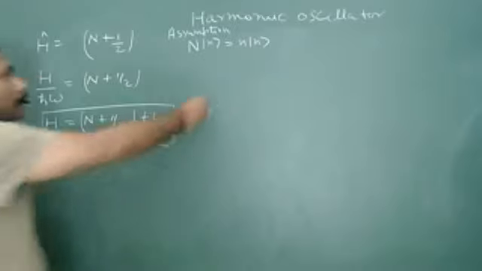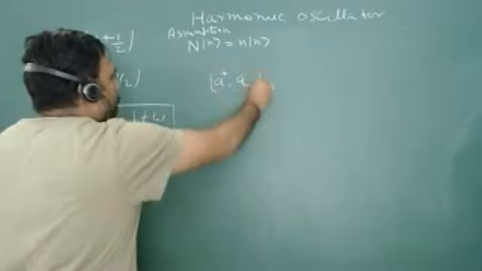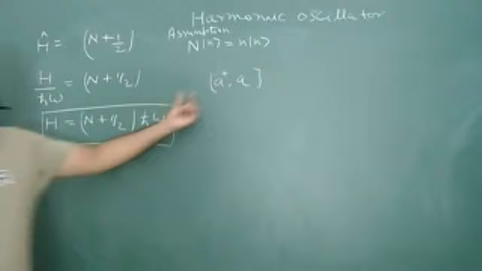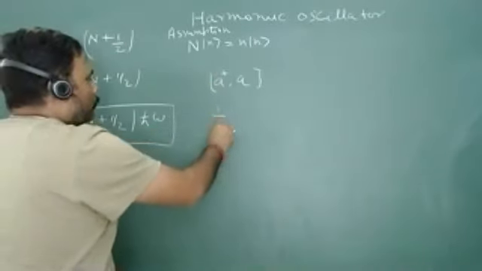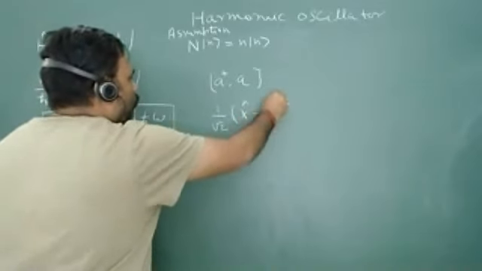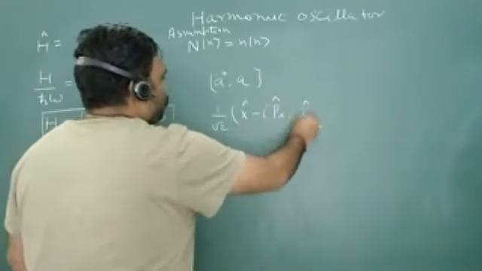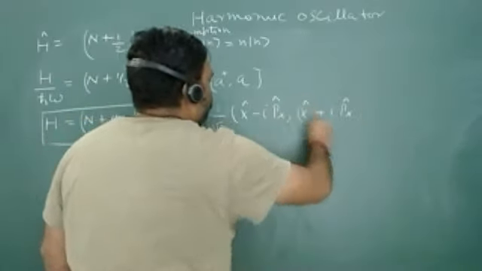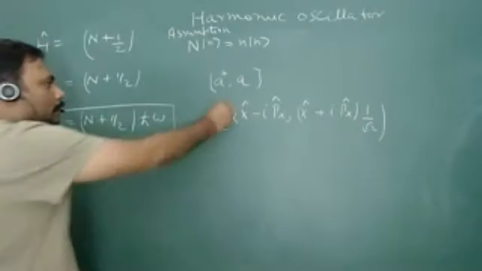What is the commutation of a, a dagger? Okay, so what is a dagger? a dagger is 1 upon root 2 (x cap minus i px cap), and a is x cap plus i px cap, and you can take 1 upon root 2 also. I have just written 1 upon root 2 there.